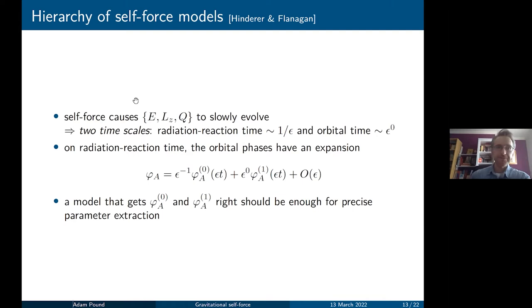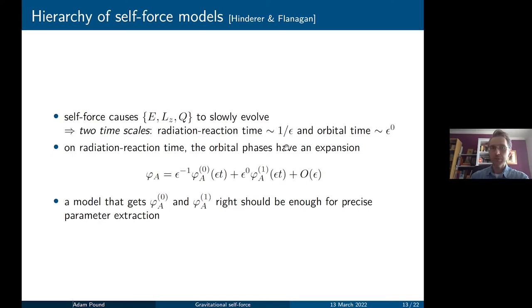Now, once you include the self force, well, you don't have any constants of motion. These three variables are slowly evolving. They're going to be changing because of the dissipative effect of the self force. But they are slowly evolving. So we get two distinct timescales. We have the radiation reaction time, which is inversely proportional to my small mass ratio. That's the time over which these guys evolve. Then there's the orbital time, which is basically one of these frequencies. So that's independent of the mass ratio.